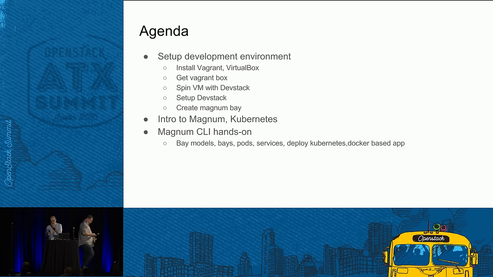So quickly, what we're going to do is, you all have to get Vagrant and VirtualBox installed. I sent the email to everybody before to get ready for that. You can still install it now. So you all got the USB sticks and maybe downloaded the Vagrant box. We're just going to spin up the VM from the Vagrant box, which has a DevStack in it. We're going to set up DevStack, and we're going to go on with the Magnum stuff.